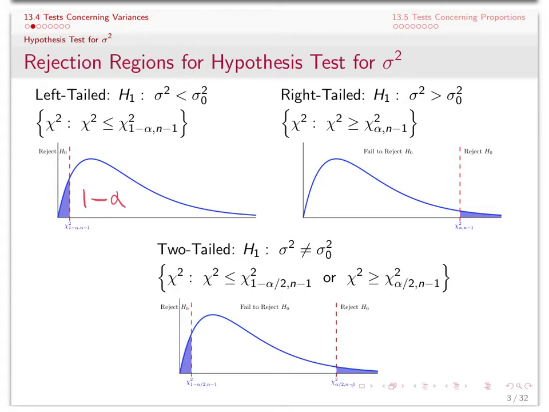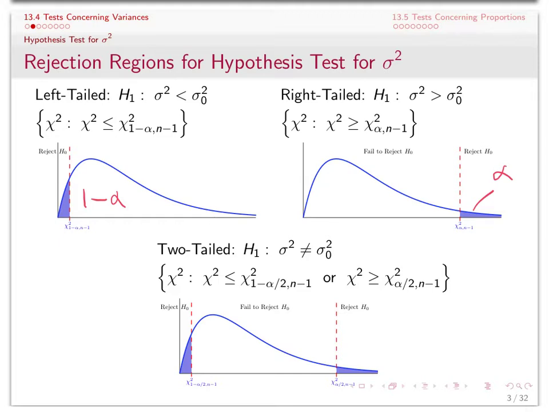Similarly, when we're looking at the right-tailed test, we're going to chop off an area in the right tail equal to alpha. So that means that we're going to be looking for a critical value where the area to the right is alpha, so we call that chi-square sub alpha. In other words, the rejection region for the right-tailed test will consist of chi-square values that are greater than or equal to chi-square sub alpha under the distribution with n-1 degrees of freedom.